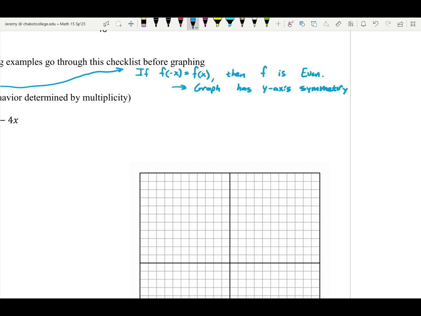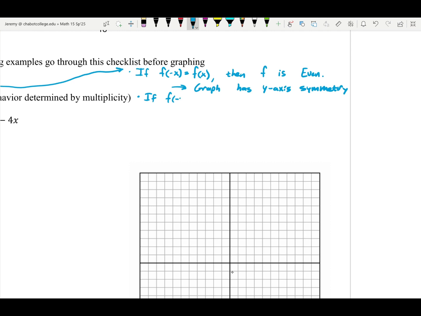Meaning whatever the graph looks like to the right of the y-axis is exactly what it's going to look like to the left of the y-axis. And this is a great thing to know about a function. It can cut out a lot of the work. Also, having that property in mind as you're going through the problem can help you check your work and be a little more confident in your answer, or recognize a mistake if you know that it's an even function and you don't see that symmetry. Okay, so that's even.